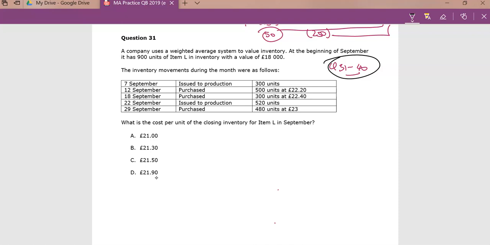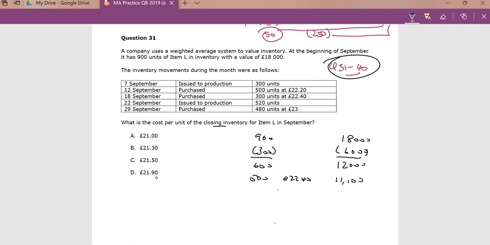So let's begin. It says here that you have 900 at the start, so you have 900 at £18,000. Then it says you issue to production. This question is asking about closing inventory this time. So you get rid of 300, which is a third of what you have. So that's 6,000 leaving, and then you have 600 items left worth £12,000. Then it says you buy in 500 at £22.40. So at £22.40, you buy in 11,100 worth of stock.